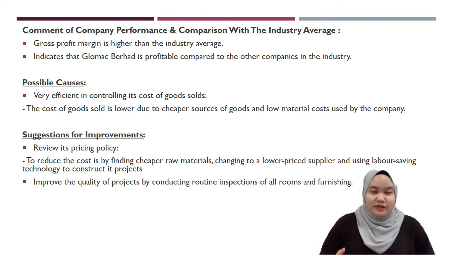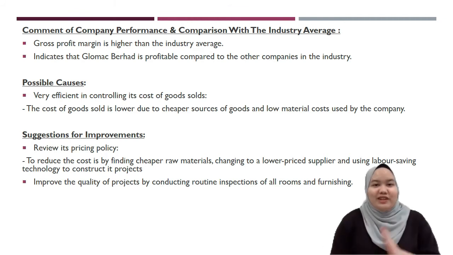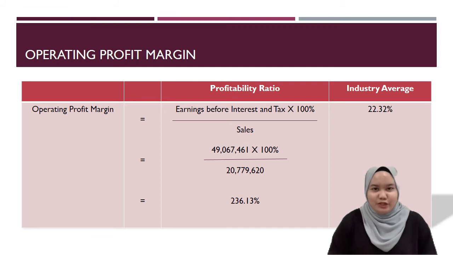Furthermore, the company can also improve the quality of its project by conducting more routine inspection of all the rooms and furnishing, so that they can gain the client's trust to buy the property, as well as make more investment in their future and upcoming projects. Moving on is the second profitability ratio, which is operating profit margin.